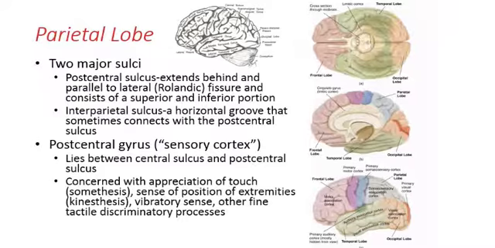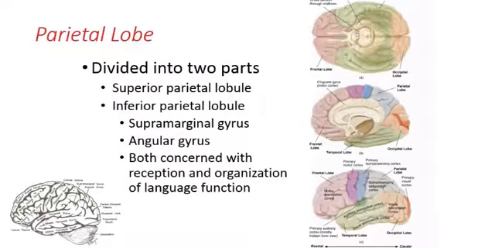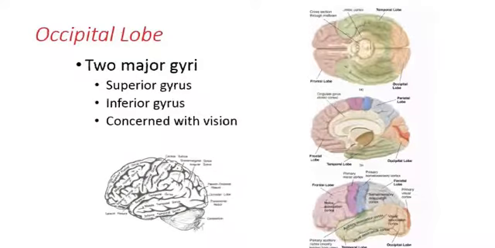And that's associated with the appreciation of touch, or somesthesis, sense of position of extremities, or kinesthesis, vibratory sense, and other fine tactile discriminatory processes. We can divide the parietal lobe up into 2 sections, the superior parietal lobule and the inferior parietal lobule. And it's in the inferior parietal lobule that we find the supramarginal gyrus and angular gyrus, which are concerned with reception and organization of language functioning. And you can see them in this diagram here. It's a little bit harder to read from your chairs, but you'll probably be able to see it on the course caption. The occipital lobe is pretty straightforward.